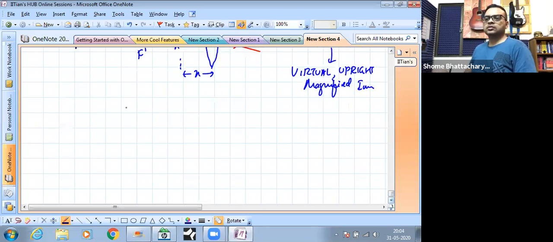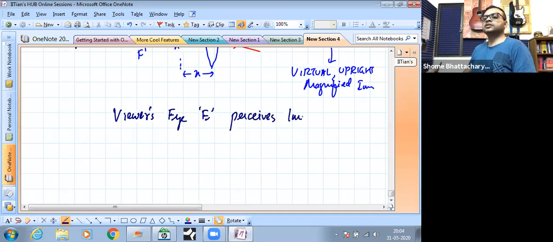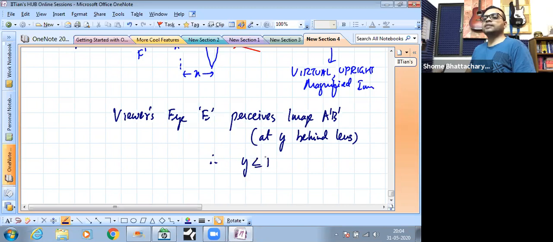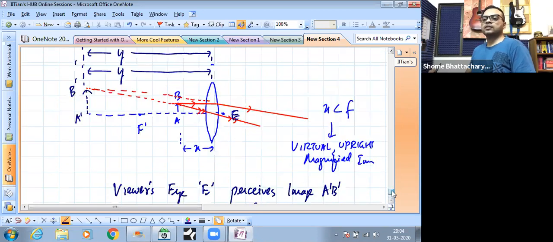So the viewer's eye perceives the image A prime B prime at distance y behind the lens. So therefore, as long as y is less than or equal to capital D, he or she can see a sharp image of that object. But now what is happening?